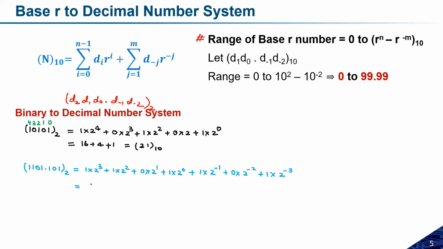So this will become 8 plus 4 plus 1 plus, simply just do 1 by 2, so it will be 0.5, plus 1 by 8. So 1 by 8 is like 0.125, something like that. Just add it and you will get some number. So this is how you can convert into the decimal number system. Okay, so this is the simple way how we can convert a number from binary to decimal number system.